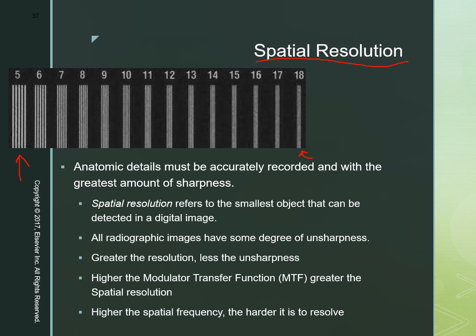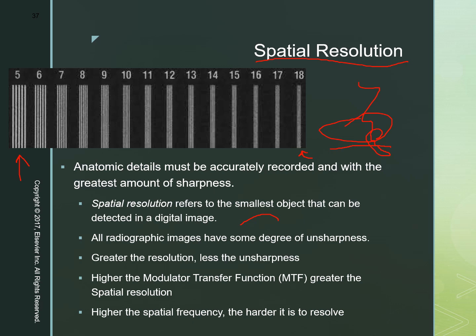So our ultimate goal is always to have the best spatial resolution, which would be the best spatial frequency. All images are going to have some degree of unsharpness simply because as my beam transmits through the patient, it is going to continue to diverge as it goes to reach the image. So right there in that divergence alone means we're never going to have the perfect image. So there's always going to be some lack of resolution.